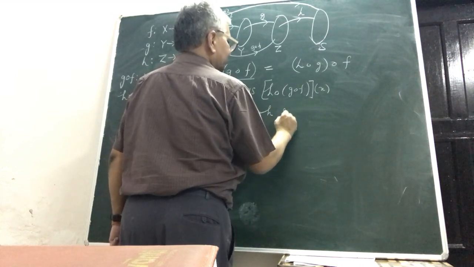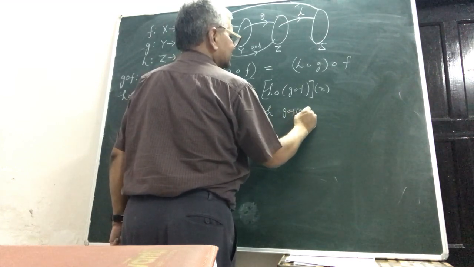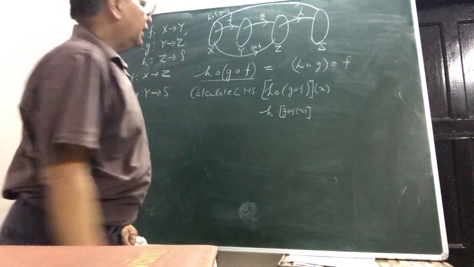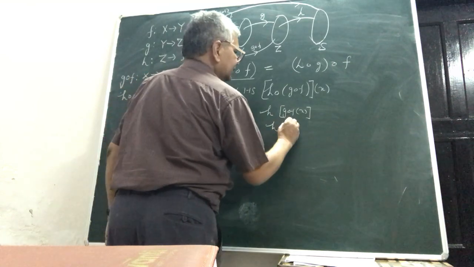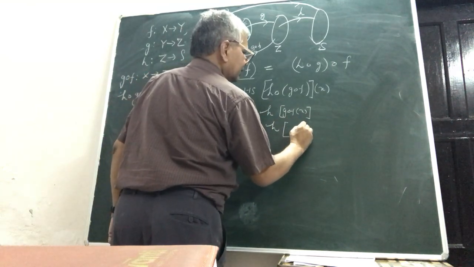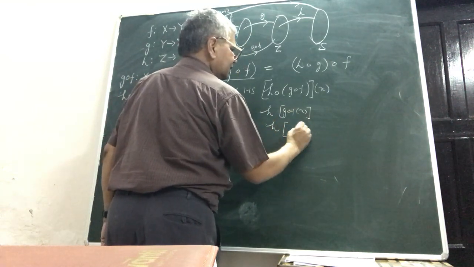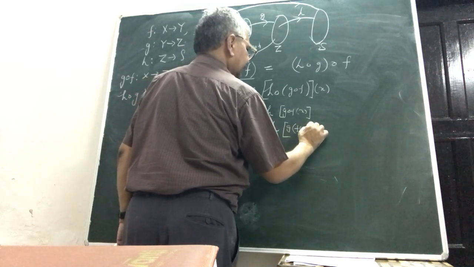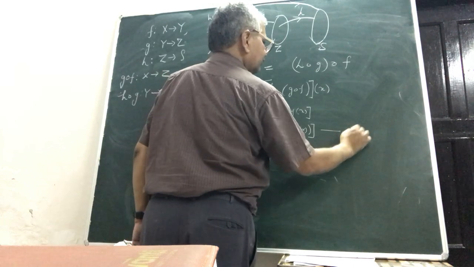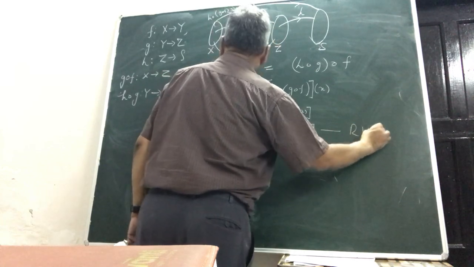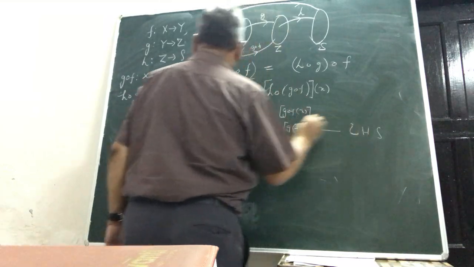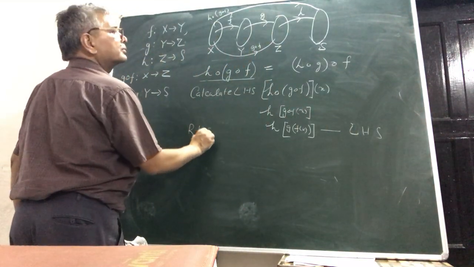First you take the image under G∘F of x, and then this thing is the image under H. Now, this internal part is F(x), again a function of function, and this is G(F(x)). So, this is the left hand side. Let us calculate the right hand side.